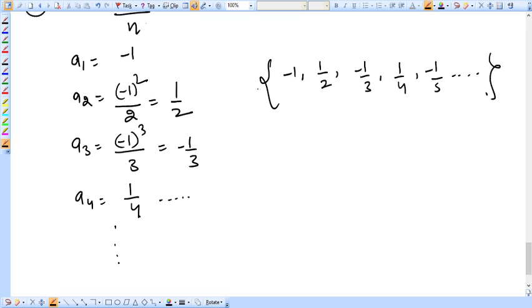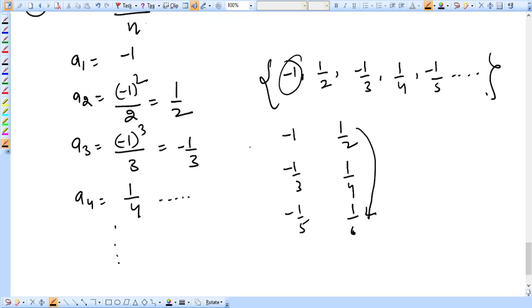If you see exactly this sequence, the first term is minus 1, then 1 by 2, then minus 1 by 3, and then 1 by 4, minus 1 by 5, then 1 by 6. So this sort of terms you are getting in this sequence. Obviously you see that in both the ways the term is decreasing.